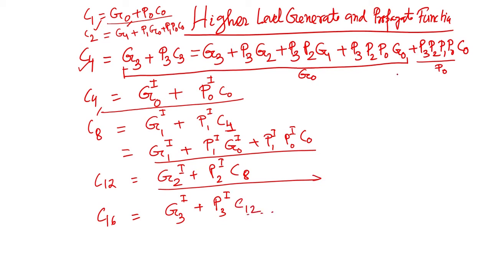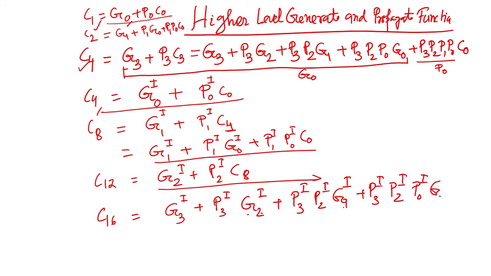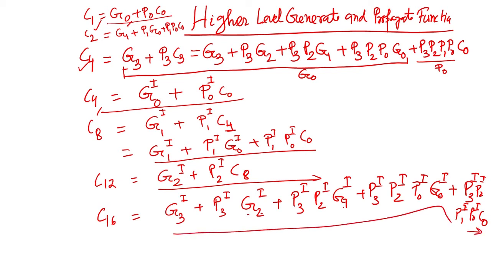So, exactly it will come like this if we continue writing here. P3 G2 higher level, P3 P2 G1, P3 P2 P1 G0, P3 P2 P1 P0 C0. So, therefore, what you can see, everything is written in terms of the input C0.